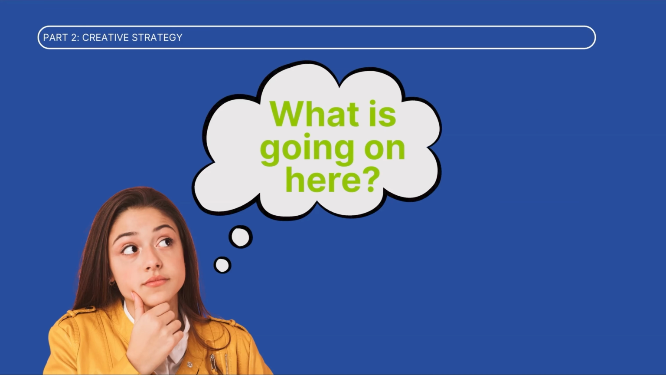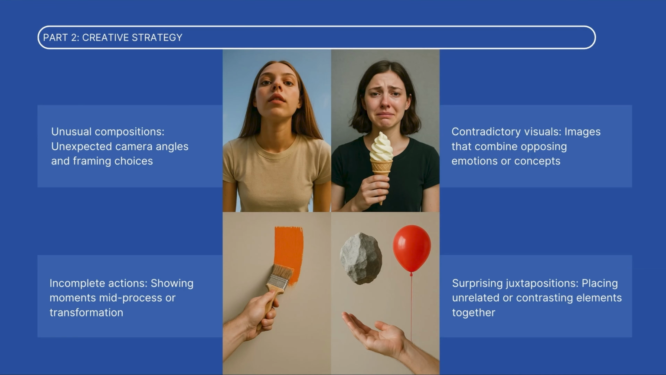The "what goes on here" test. This applies to both video and image ads. Your visual should make viewers ask themselves, what is going on here? The goal is to create something that breaks the pattern of normal feed content and forces people to stop scrolling to process what they're seeing. I call these brain twisters. Here are some examples of brain twister visuals.